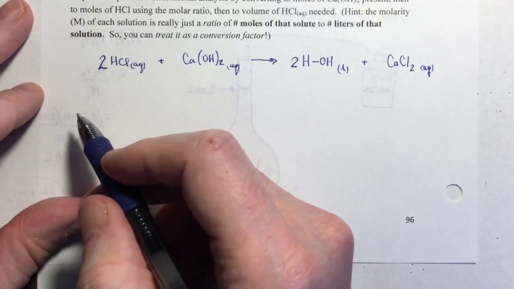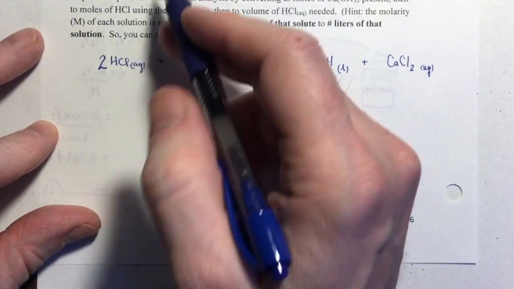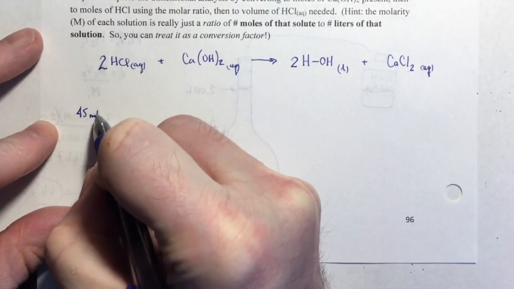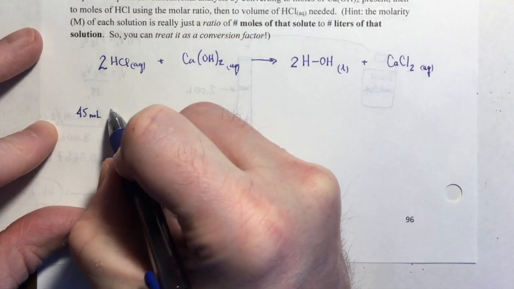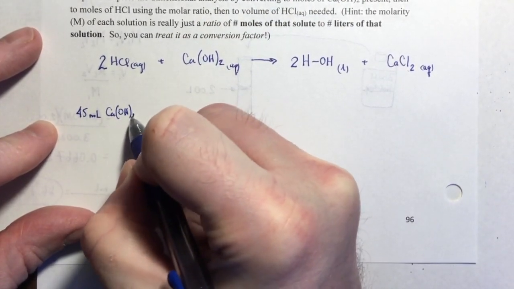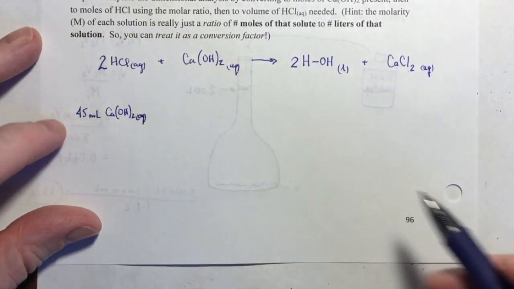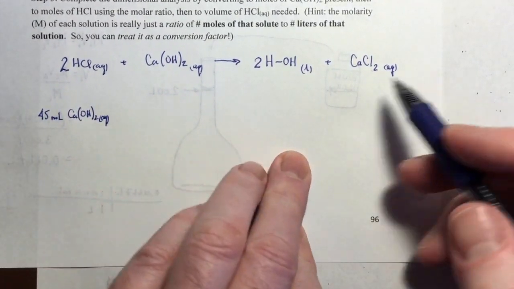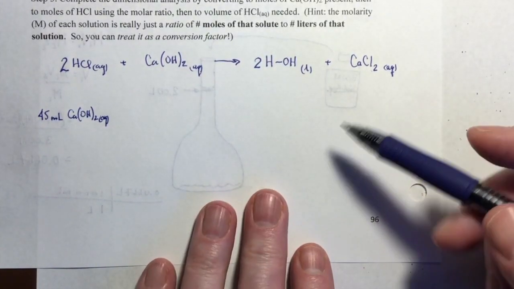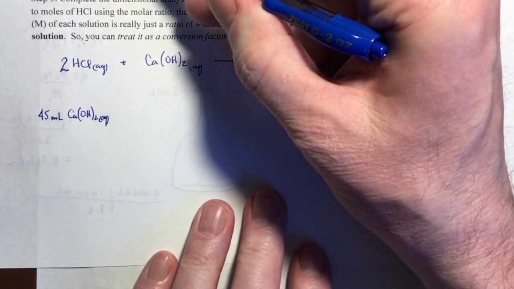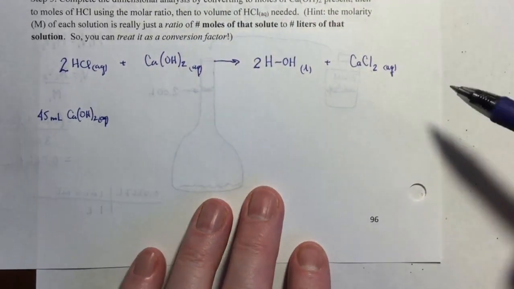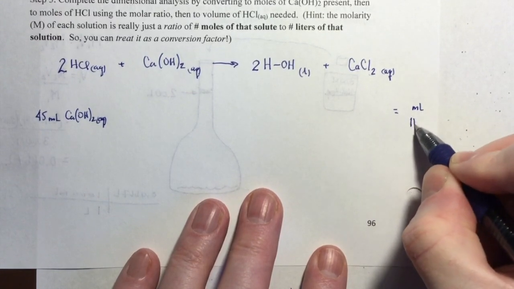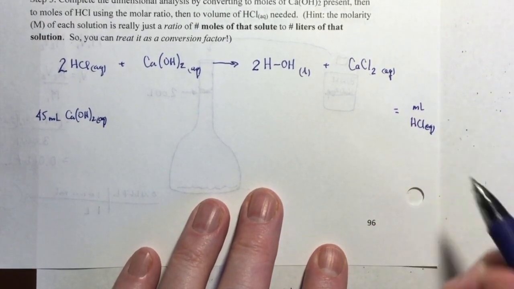So here we go. I'm setting up my dimensional analysis. I'm going to start with the quantity that is being given to me, 45 milliliters of this solution. That's what I'm starting with. And way over here, I'm going to try to give myself as much space as possible. Way over here, I'm going to get to how many milliliters of the acid, milliliters of the HCl aqueous. And that's my goal.